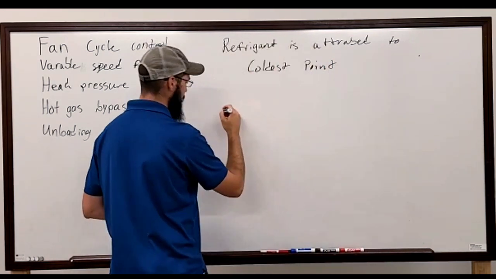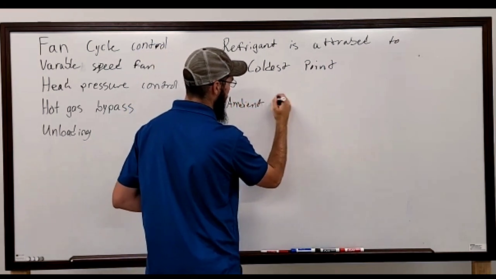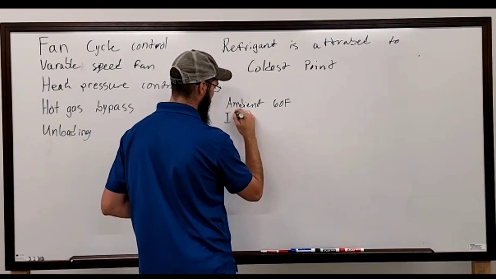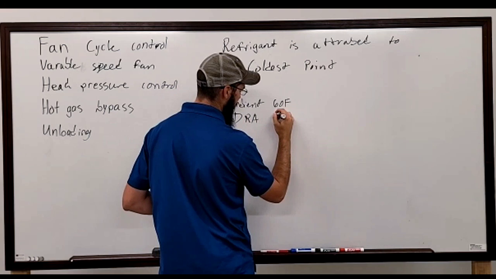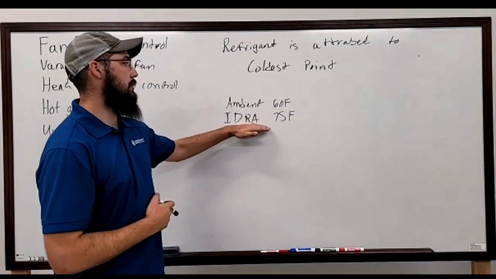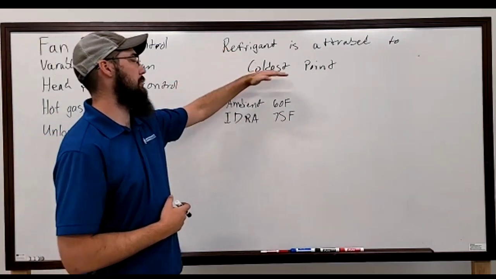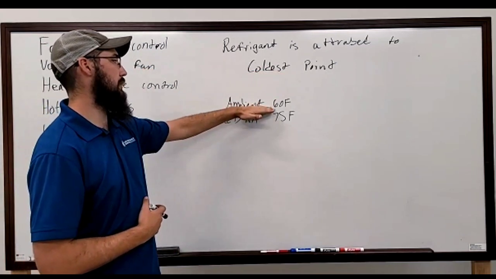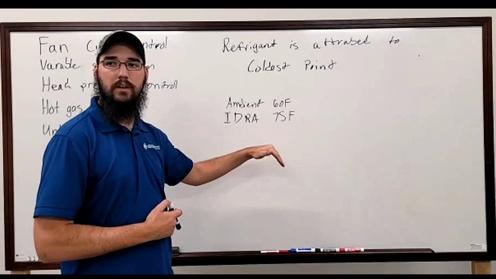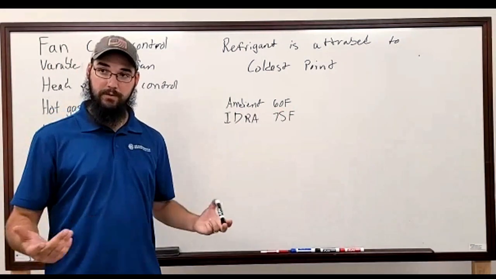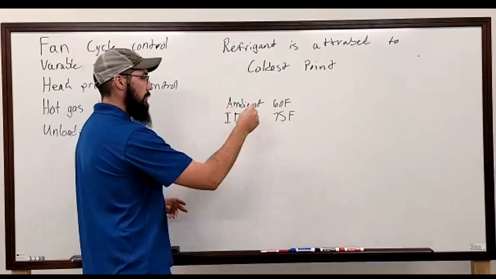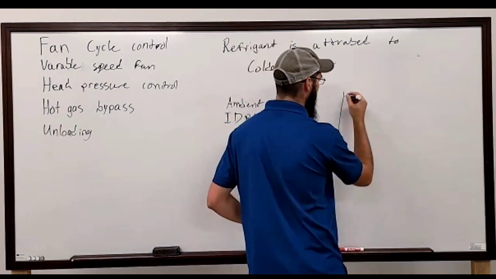So if our ambient is say 60 degrees and our indoor return air is say 75, or in a commercial building full of people, this is not going to work out very well, because the refrigerant is going to be attracted to the coldest point in the system. Well, the coldest point in the system becomes our outdoor coil, not the indoor coil, right? And there's nothing in there to create a pressure drop in order to force that refrigerant to move, which is typically what we're doing at the evaporator, where the pressure drop is causing a differential, which is allowing the compressor to pull back.